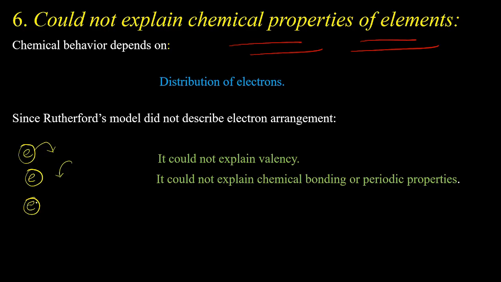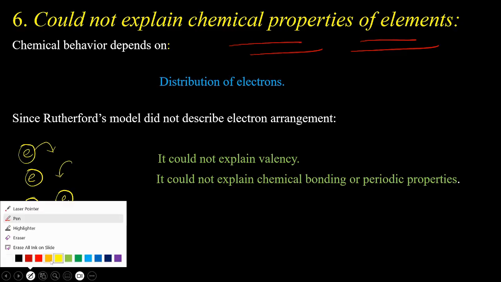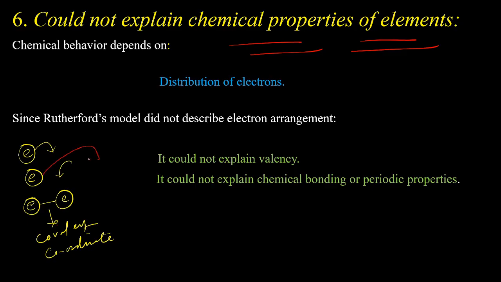When any atom shares its electrons from its valence shell, then a covalent bond is formed or a coordinate bond is formed. But when any atom gives up its electron or takes an electron from another atom, ionic bonding is formed, right? And we all know that the number of electrons that any element or atom uses to take part in a chemical reaction is called valency.